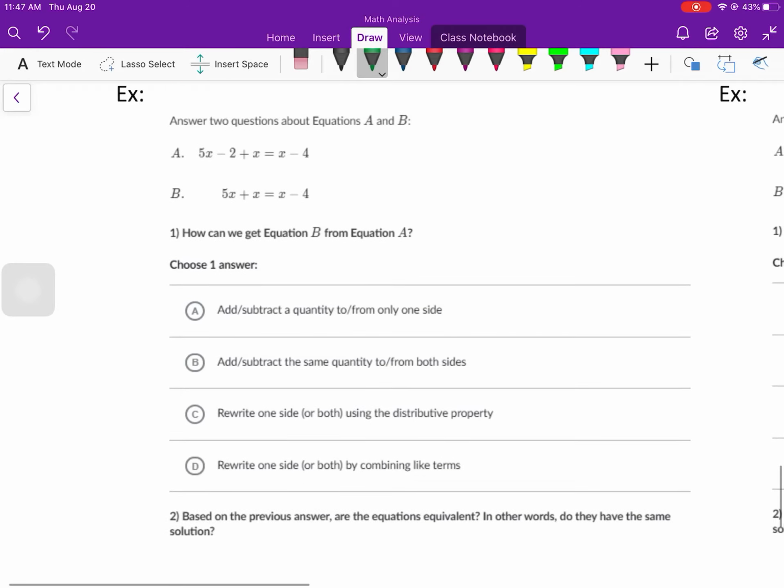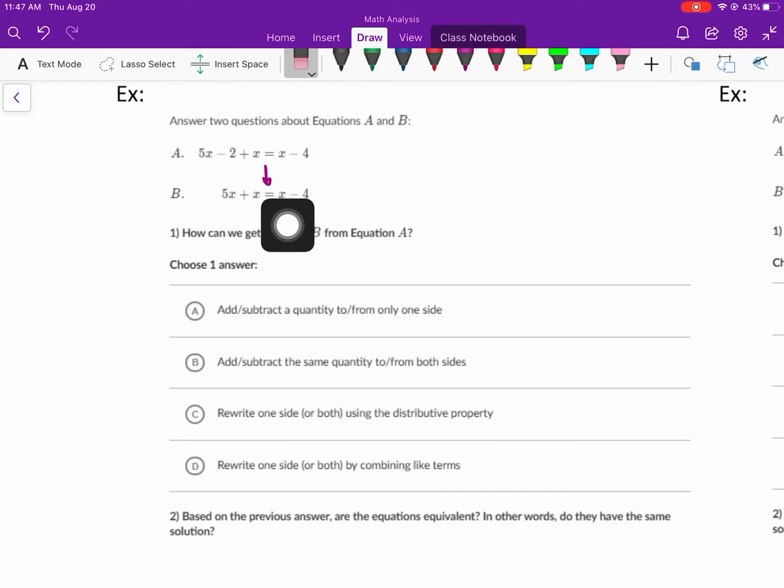All right, let's look at this one. So 5x plus x, and then we have x minus 4. So this side stayed the same, but somehow this side changed. How would we have changed that side? It looks like we got rid of that negative 2. I'm not sure how we would do that. Well, we could add 2, but if we do it to one side, don't we have to do it to the other? Yes, we do.